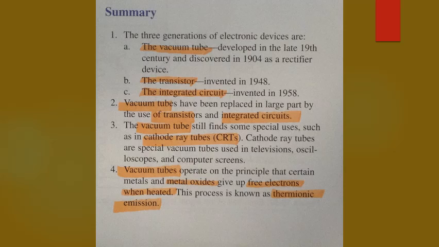4. Vacuum tubes operate on the principle that certain metals and metal oxides give up free electrons when heated. This process is known as thermionic emission. 5. The transistor is a semiconductor device capable of amplification, oscillation, and switching. Again, that is amplification, oscillation, and switching.